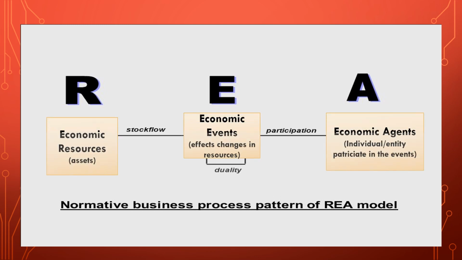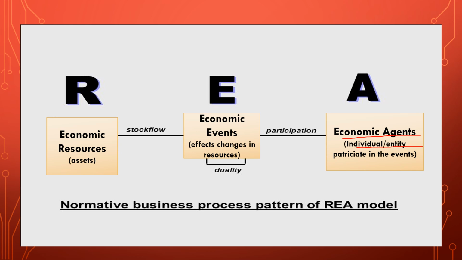So the economic resources are considered the assets of the company, and they are linked as a stock flow to the economic events by either selling or purchasing. So it changes the resource. It should affect the resource. And then we have participation. We have economic agents, individuals or entities, that participate in the events.